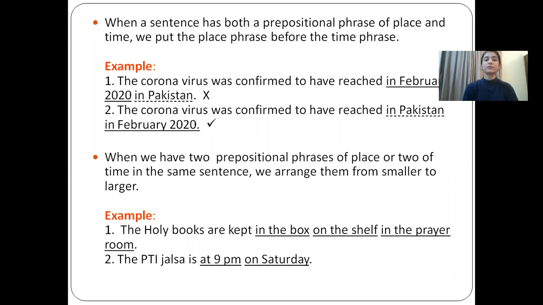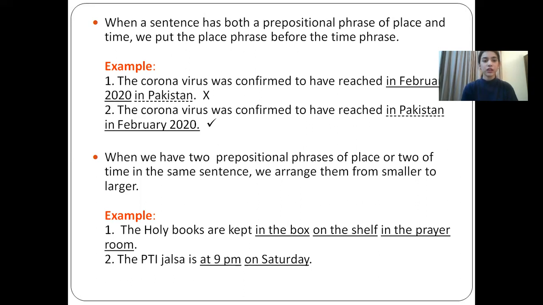Now, when a sentence has both a prepositional phrase of place and time, we put the place phrase before the time phrase. For example, the coronavirus was confirmed to have reached in February 2020 in Pakistan. This is wrong because in this sentence, the time phrase in February 2020 is coming before the place phrase, which is in Pakistan. And the correct form is going to be, the coronavirus was confirmed to have reached in Pakistan in February 2020. Because remember, the place phrase always comes before the time phrase when we have both of these phrases in one sentence.